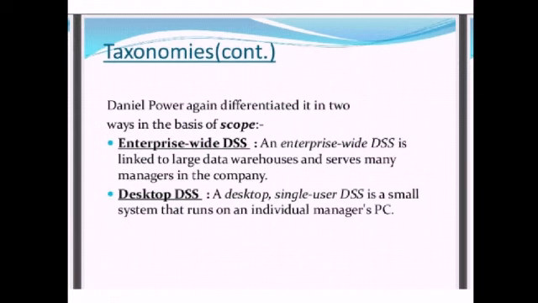Again, there is another classification according to which DSS can be enterprise-wide DSS or desktop DSS. An enterprise-wide DSS is linked to a large data warehouse. Data warehouse is the storage of different kinds of data and serves many managers in the company. Means it supports more than one decision maker at a time. Next is desktop DSS. A desktop single user DSS is a small system that runs on an individual manager's personal computer.